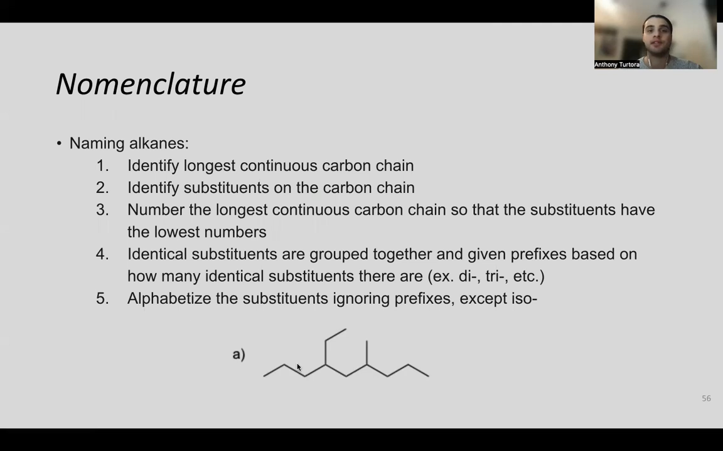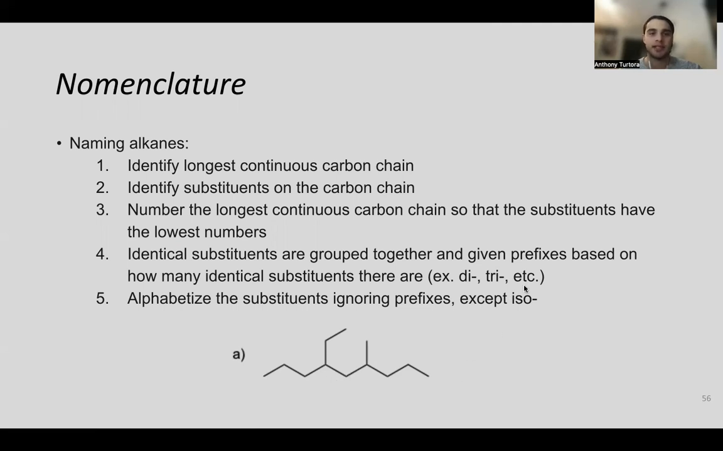Now I'm going to identify the substituents on the carbon chain. So here I have one group here, and I have one group here. So this is an ethyl group, and this is a methyl group. But now, again, where do I start? So I'm going to number the longest continuous carbon chain so that the substituents have the lowest number. So still, that doesn't really work because I have 1, 2, 3, 4, 1, 2, 3, 4. They're on the same carbon. So now I have to go alphabetically. So between a methyl and an ethyl group, ethyl comes first. So I'm going to start naming it this way.